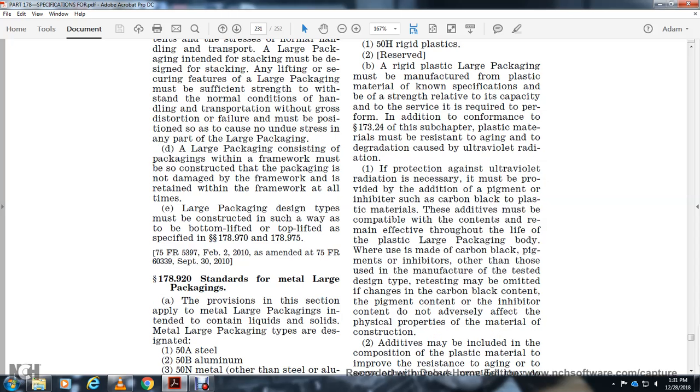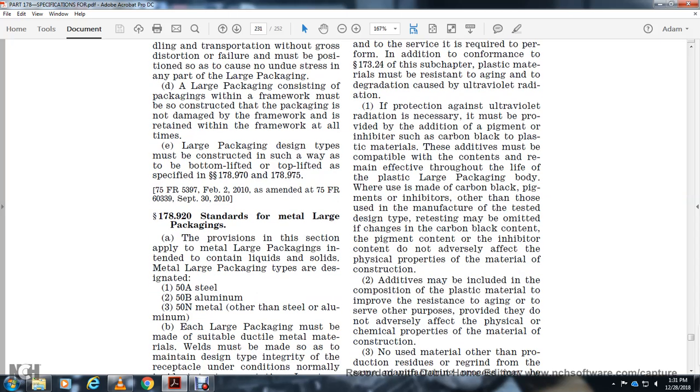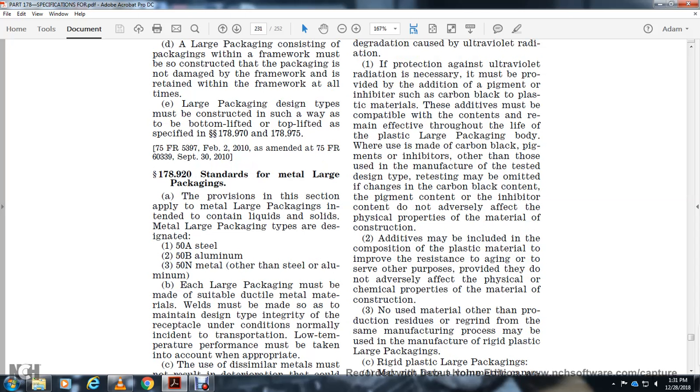178.970, 975, 178.920 standard of metal large packaging. The metal provision section: metal large packaging for liquid and solid. The metal large packaging design types are 50A steel, 50B aluminum, 50N metal, other steel, aluminum. Each large packaging must be made of suitable ductile metal materials; welded parts must be made with the main design type of the integrity receptacle under conditions.